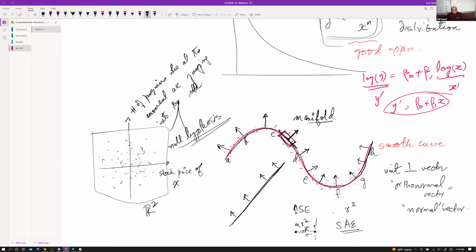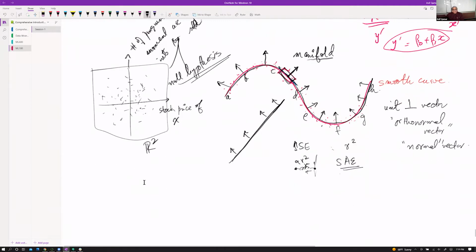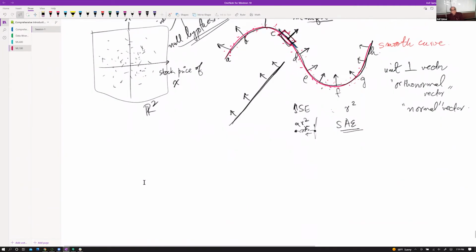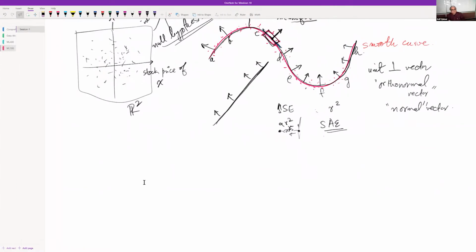And now we will do a different class of algorithms. Any questions, folks, by the way, with this intuition before I move forward?